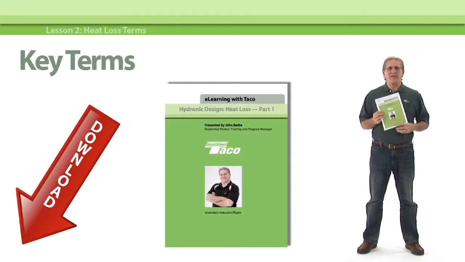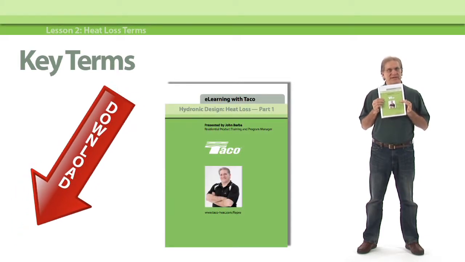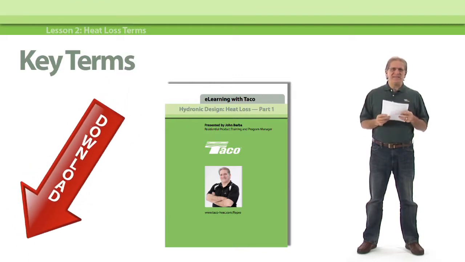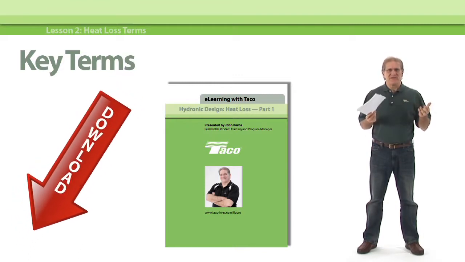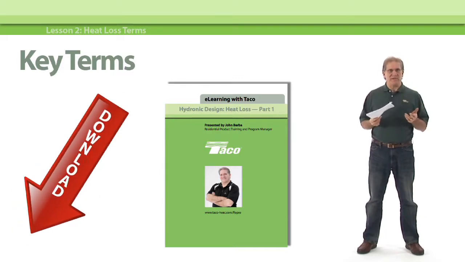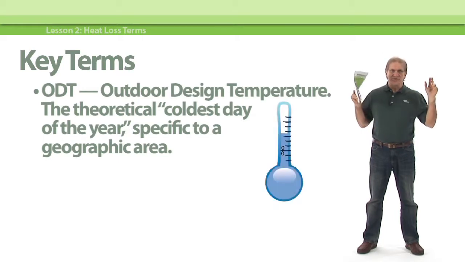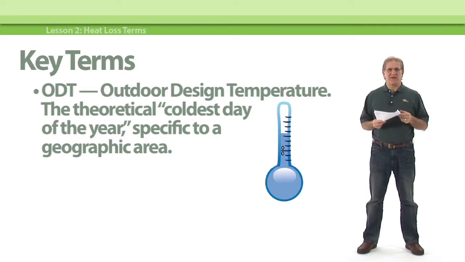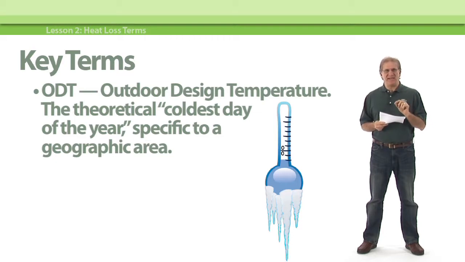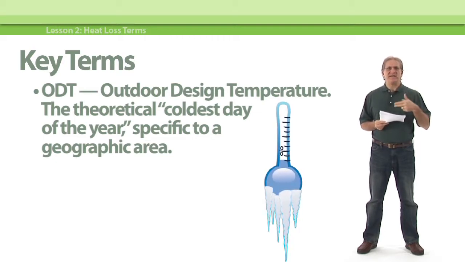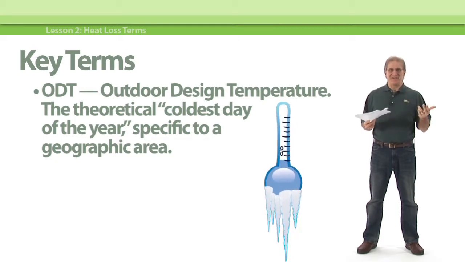You'll see that they're all in the course materials that I hope you've already downloaded. We're going to get into the details a little bit later on, but for now, let's get familiar with some of these terms and what they mean. The first term is ODT, or Outdoor Design Temperature. This is the theoretical coldest day of the year for a specific geographic area. Now that's based on ASHRAE's 90A-1980 standard. Now according to the standard, the design outdoor temperature would be the same or less than the actual outdoor temperature 97.5% of the time. We'll get into the details of that later.